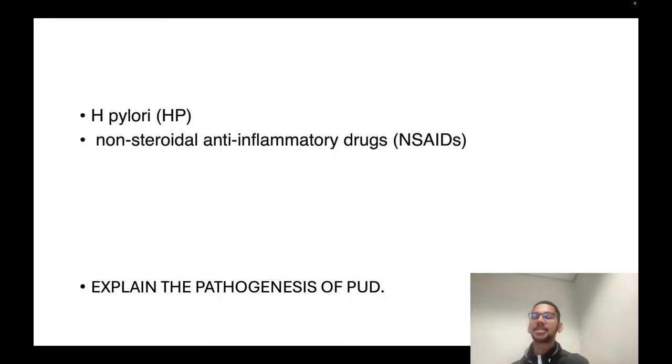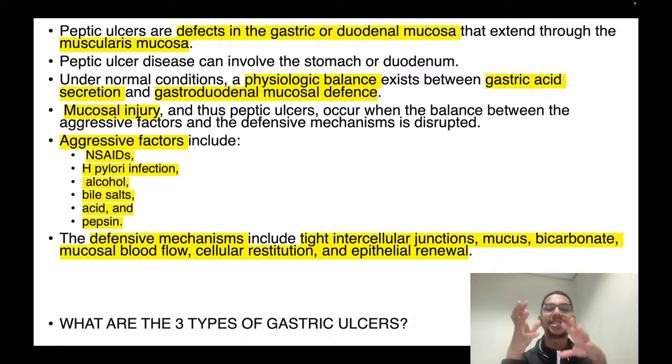Explain the pathogenesis of peptic ulcer disease. Peptic ulcers are defects in the gastric or duodenal mucosa that extend through the muscularis mucosa. Peptic ulcer disease can involve the stomach or the duodenum. Under normal conditions, a physiological balance exists between gastric acid secretion and gastroduodenal mucosal defense. Peptic ulcers occur when the balance between the aggressive factors and the defensive mechanisms is disrupted. The aggressive factors include NSAIDs, H. pylori infection, alcohol, bile salts, acid, and pepsin. The defensive mechanisms include tight intercellular junctions, mucus, bicarbonate, mucosal blood flow, cellular restitution, as well as epithelial renewal.